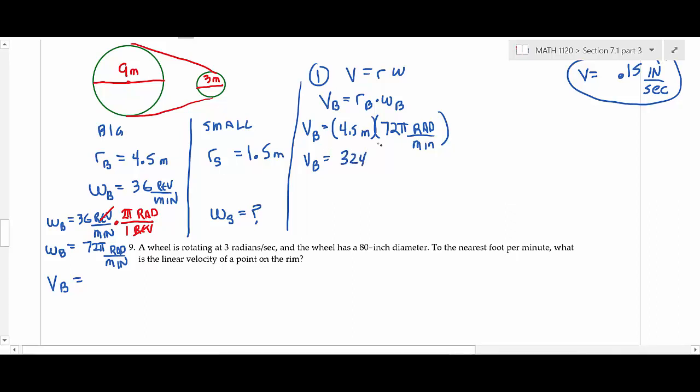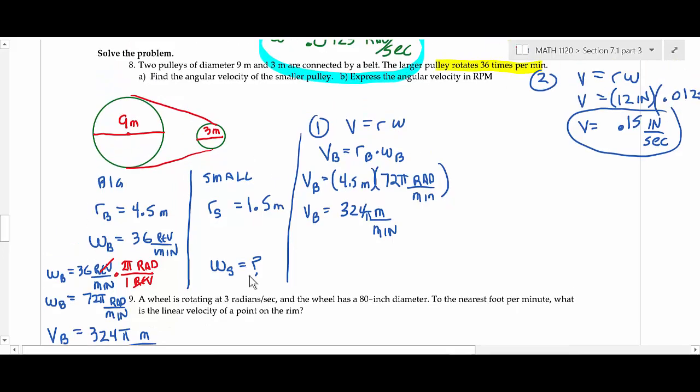That's going to give me 324. What are the units on that? So I have a meter radian per minute. What did I say about radians a minute ago? It's not a unit, it's a placeholder. So my units are meters per minute. So right now what I have is the linear velocity in meters per minute. I'm going to keep track of stuff, and I got a pi in there too, and I'm just going to leave pi in the answer. So I've got 324 pi meters per minute like that. So that's what I've got so far.